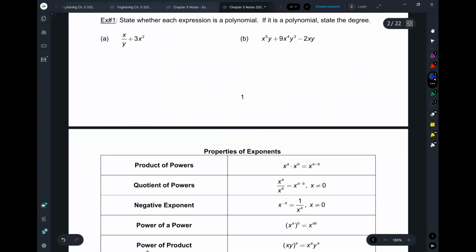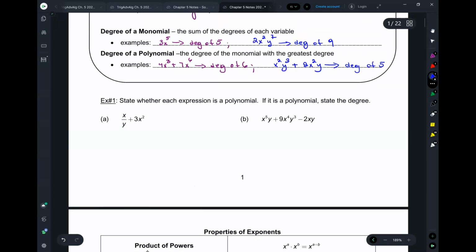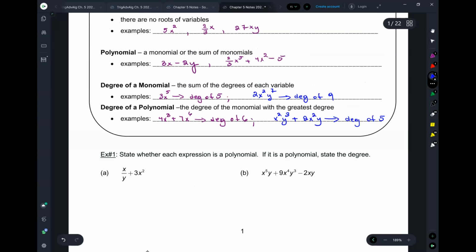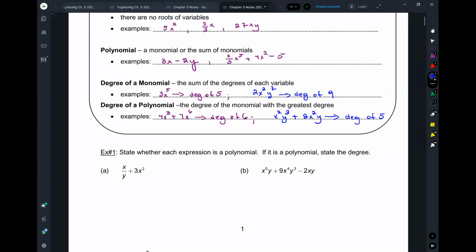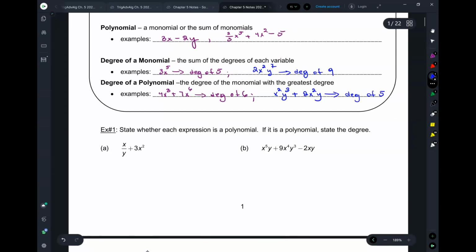How is 2x squared and y squared, how is that degree of 9? It's 2x squared y to the 7. I crossed my 7s. Okay.